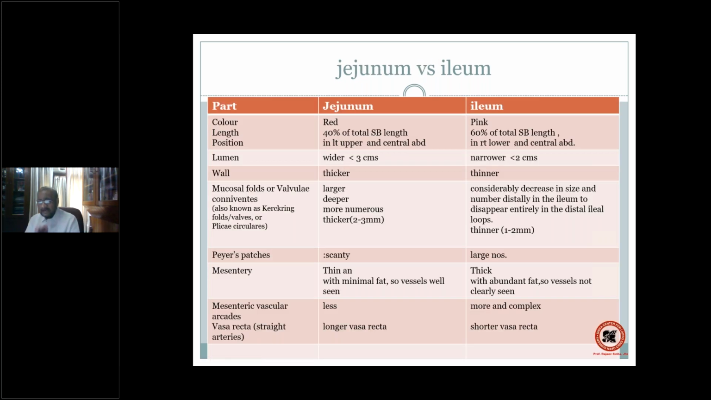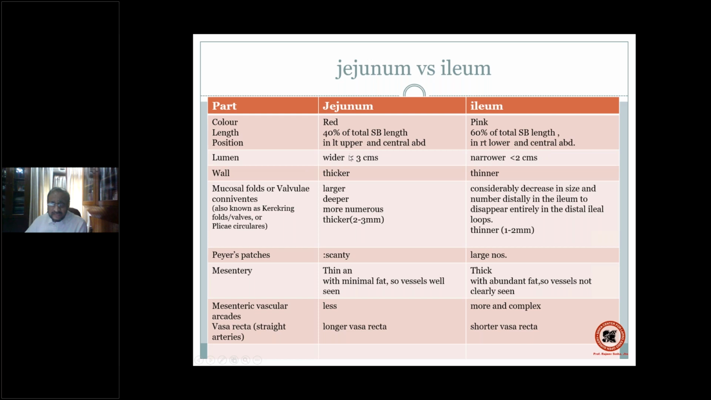Now, in anatomy, you open the abdomen, you have to identify what is jejunum, what is ileum. What could be helping you identify? Number one, the color. The jejunum is red, the ileum is pink. The length, 40% and 60%. So remember, the primary length of the small bowel is ileum to the tune of 60%. Jejunum is 40%. The position of the jejunum is primarily the left upper abdomen and central abdomen, in contrast to the ileum lying primarily in the right lower and central abdomen.